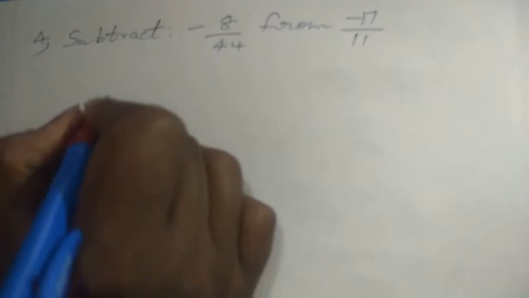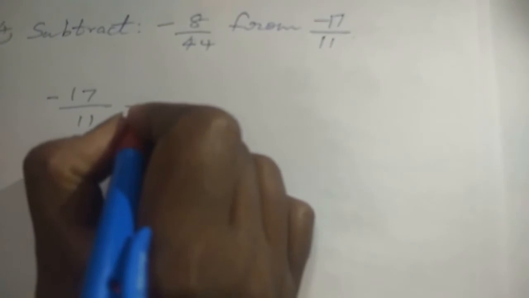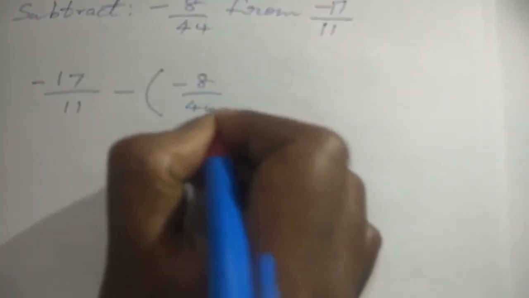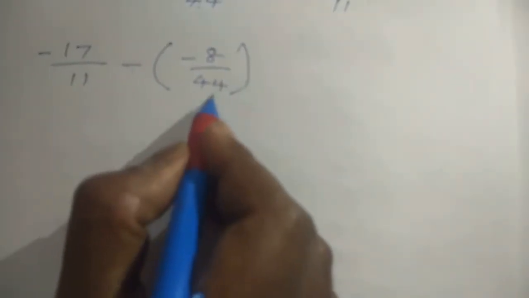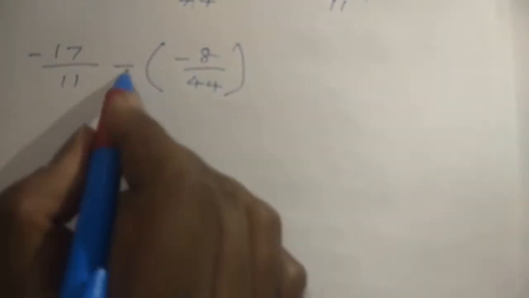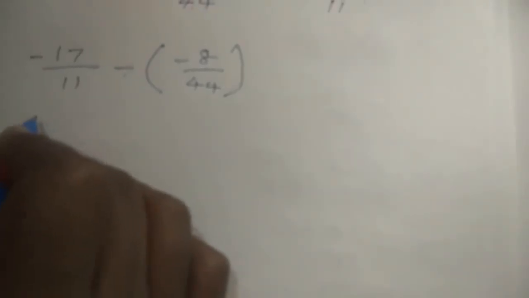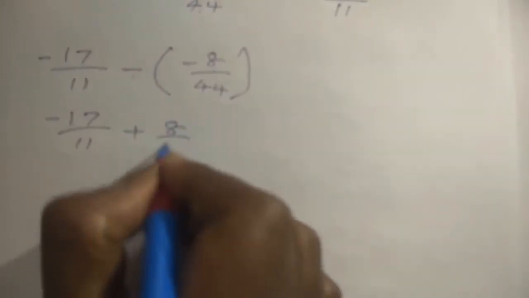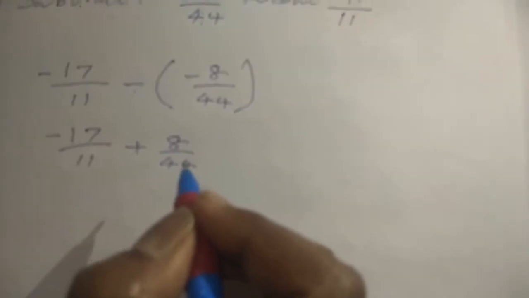So first we put this one as minus 17 by 11. Because it is having subtraction, we will be having subtraction minus, yes, minus of minus 8 by 44. This minus denotes the subtraction, so I am putting here subtraction. This minus 8 by 44 is already present in the question, so I am putting here minus 8 by 44, right? So minus into minus, as already told here, we remove the bracket now. So it is minus 17 by 11 plus 8 by 44, correct?